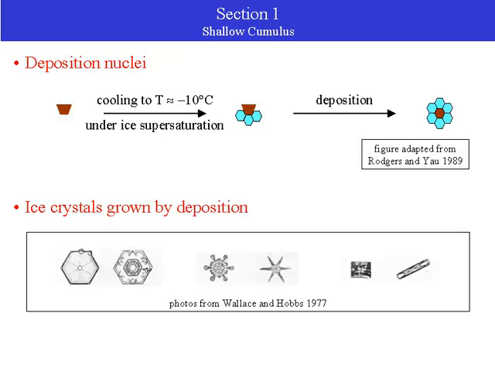And this is the way this works. We have a deposition nuclei, and we have water vapor contacting the deposition nuclei and forming an ice crystal immediately. And here are some examples of ice crystals from Wallace and Hobbs, 1977.